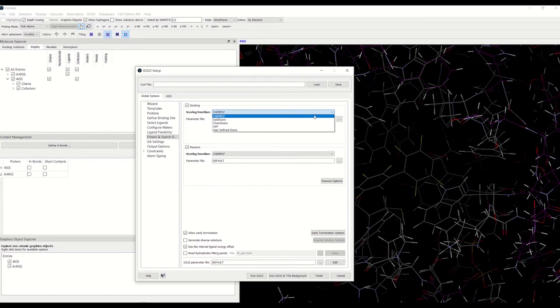So, which scoring function should you use and when? Gold score is particularly good for polar binding sites. We tend to recommend chem score for lipophilic binding sites. It is best to employ Aztec statistical potential in rescoring experiments. ChemPLP is very fast and possibly even more accurate than the Gold score. This is the reason why it has become the default scoring function in Gold.